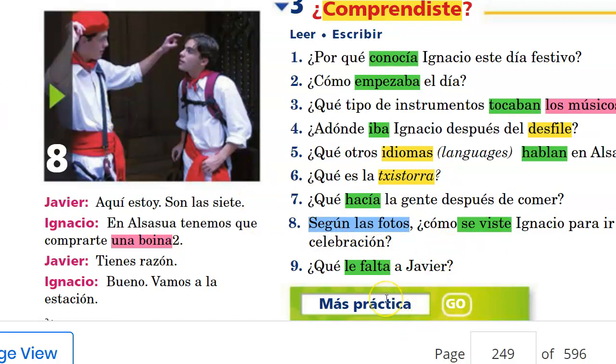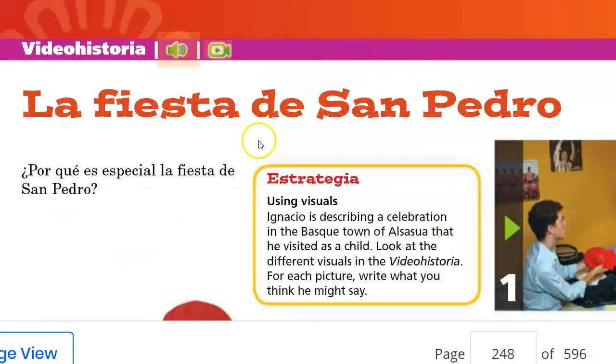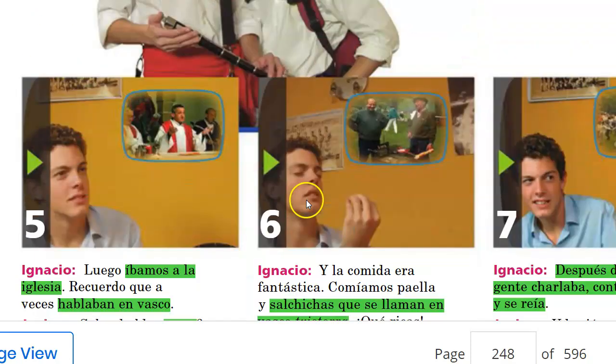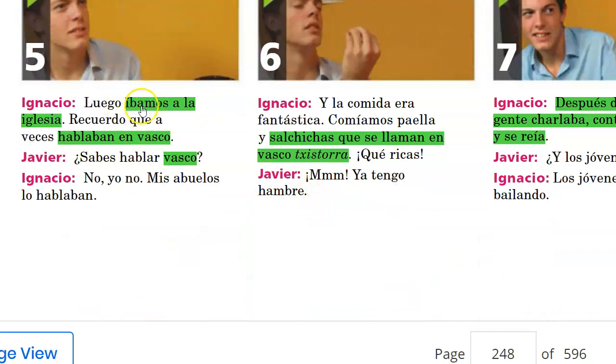Then number nine, ¿qué le falta a Javier? What is Javier missing? You can actually also see that in the photo as well. And that's also going to be an item of clothing. So do your best with that. Answers we can go over together next class, although if you're watching the video, you can see I've highlighted here in green the answers to each of them.